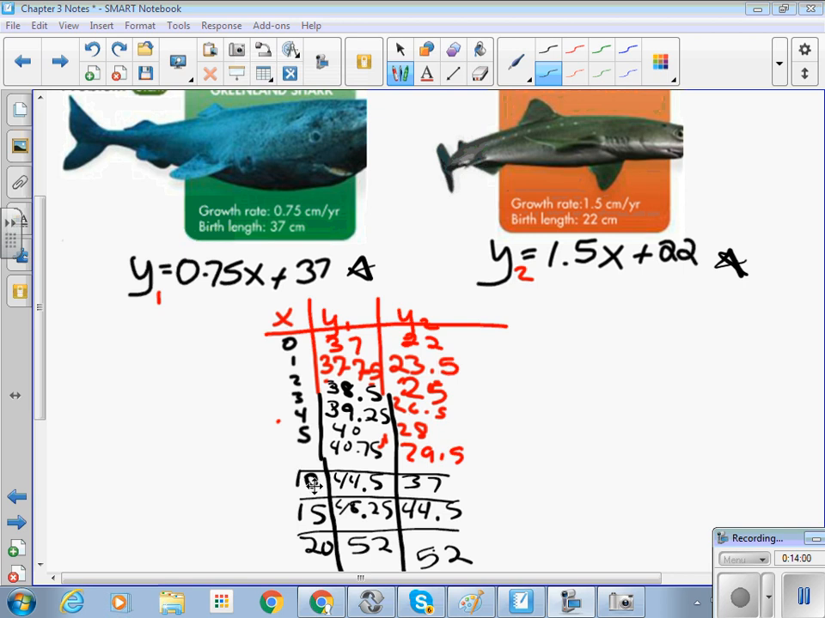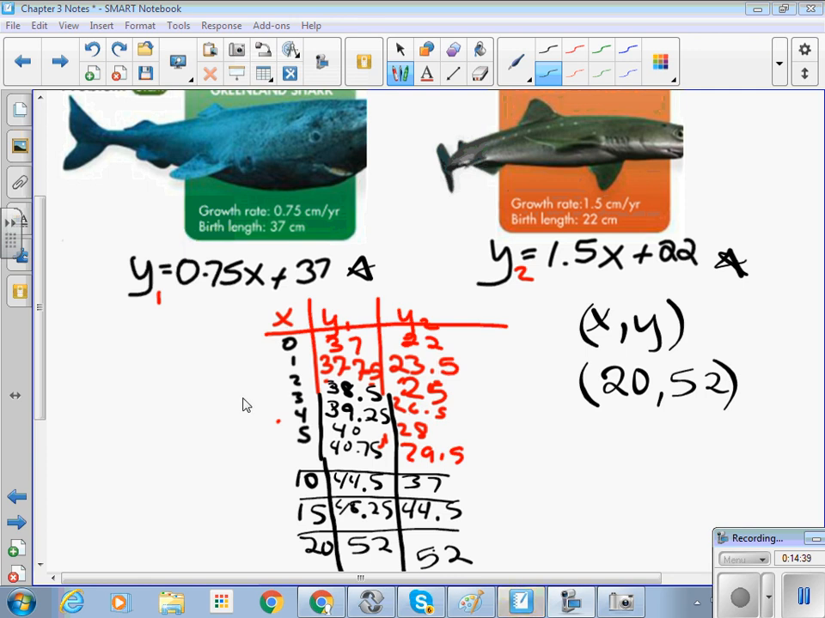So I started counting by 5s, and I saw that the next 3 increments of 5 showed us that our sharks at 20 years are both going to be 52 centimeters. So the answer to this question, the solution, is (20, 52). I know. So cool.